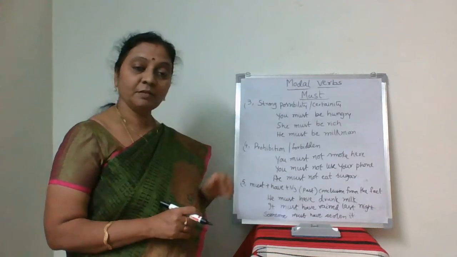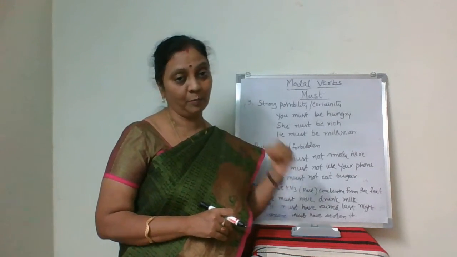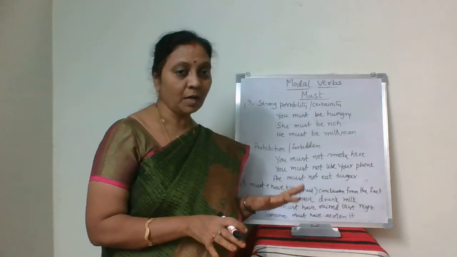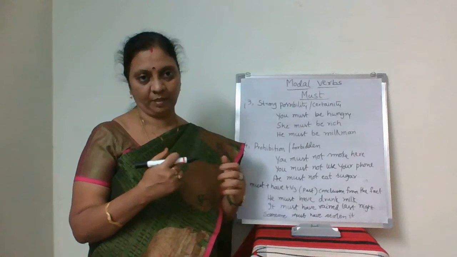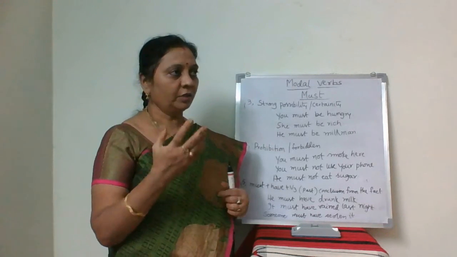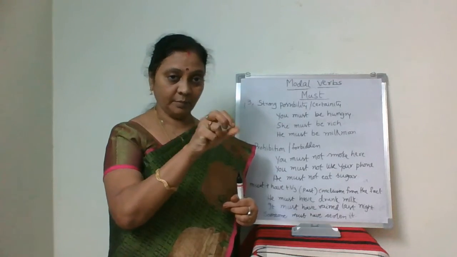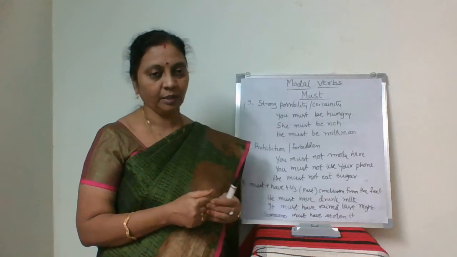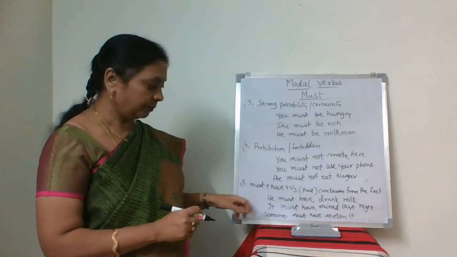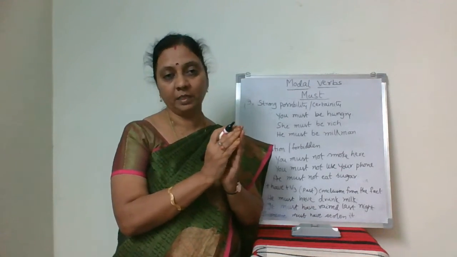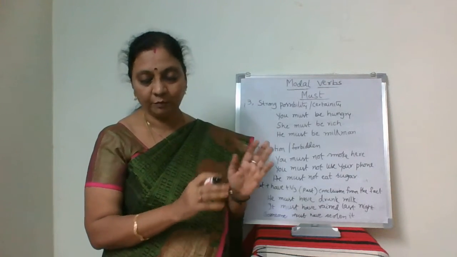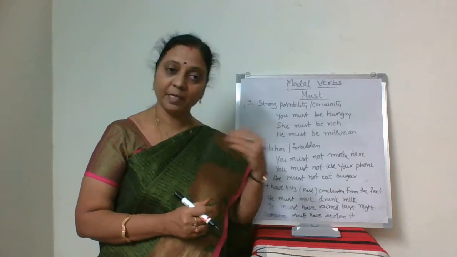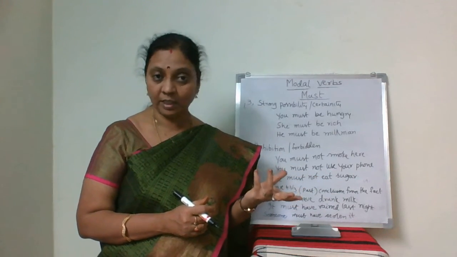Then, the last one: we use must plus have plus V3. How do we use that modal? That also indicates the past, but it is a conclusion from the facts, or something from which we can arrive at one conclusion or make one assumption. I kept one glass of milk in the fridge and then I went out. By the time I came back, the milk was not there.